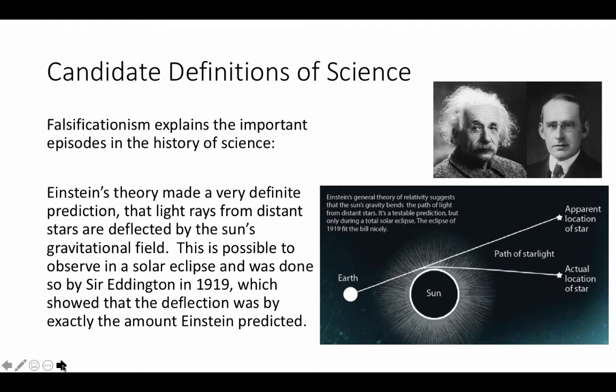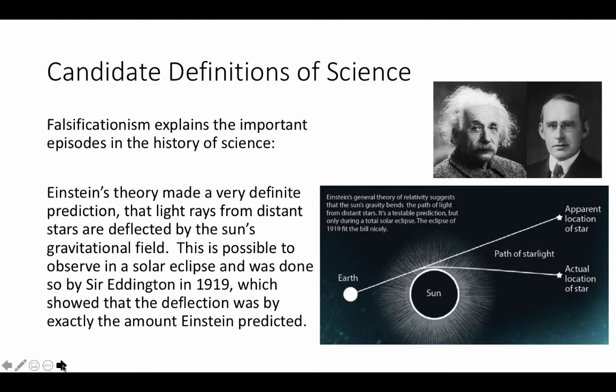According to philosophers like Karl Popper as well, falsificationism explains some of the most important episodes in the history of science. So Einstein came up with the general theory of relativity, which was an account of gravitation. Basically, gravitational attraction between objects is explained by the fact that objects with mass warp space-time. So he kind of explained something that Newton was not able to explain.